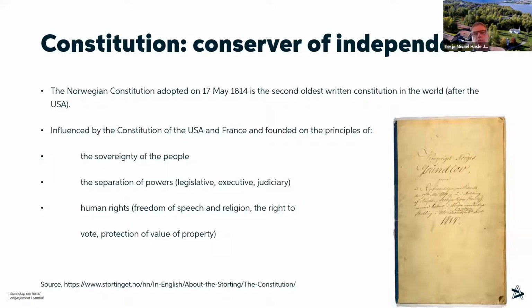The Norwegian Constitution, adopted on the 17th of May 1814, is the second oldest written constitution in the world, after the Constitution of the United States. It's influenced by the Constitution of the United States and the French Constitution, and it is founded on the principles of the sovereignty of the people, the separation of powers, like you also have in the US, between a legislative, executive, and judiciary power. And it's also based on human rights. For instance, the freedom of speech and religion, the right to vote, and protection of value of property.